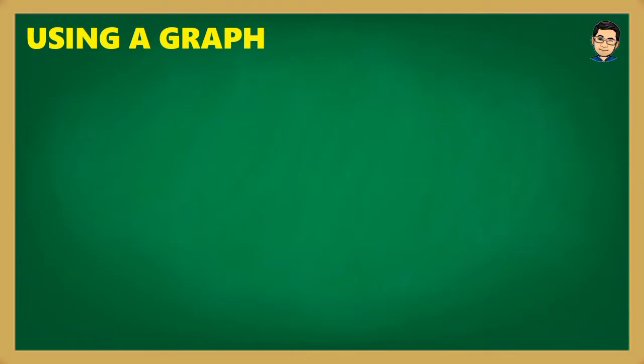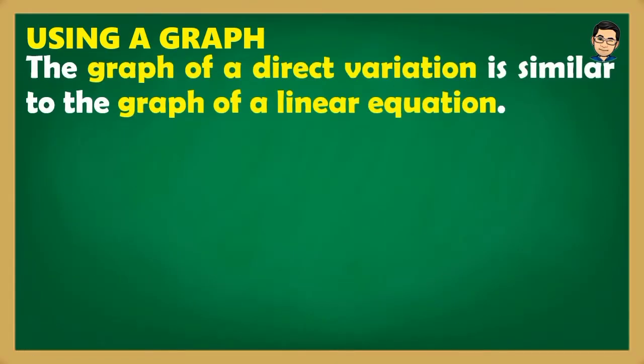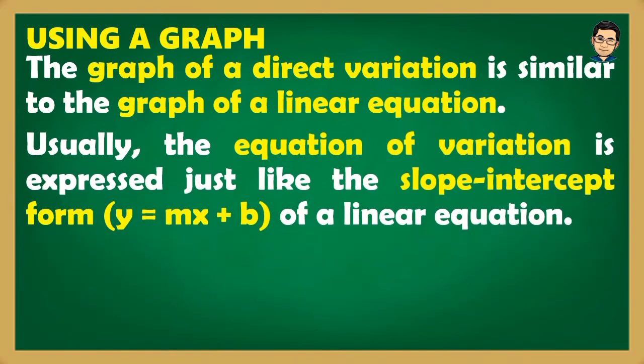So, using a graph naman, the graph of a direct variation is similar to the graph of a linear equation. So, kung paano ginagraph yung linear equation, ganun din po ang pag-graph ng direct variation. Usually, the equation of variation is expressed just like the slope-intercept form, y is equal to mx plus b of a linear equation.